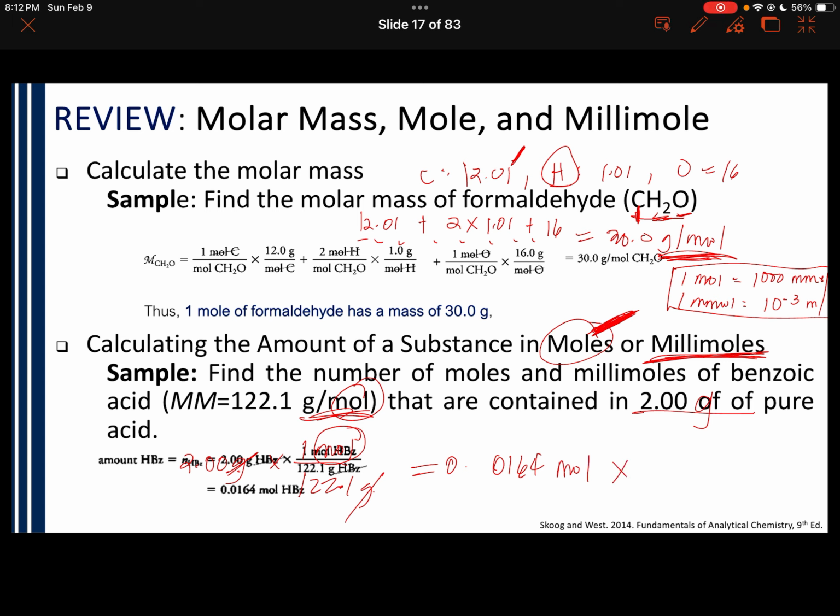So multiply the conversion factor, 1 mole times 1000 millimoles, is equal to, calculate. We can use your calculator. So we have 0.0164 times 1000 equals 16.4 millimoles of the acid, benzoic acid. Okay.